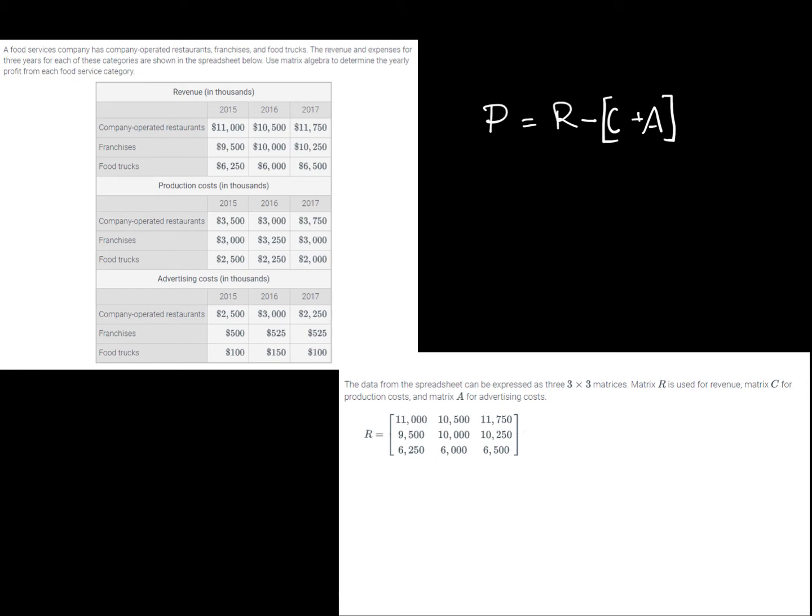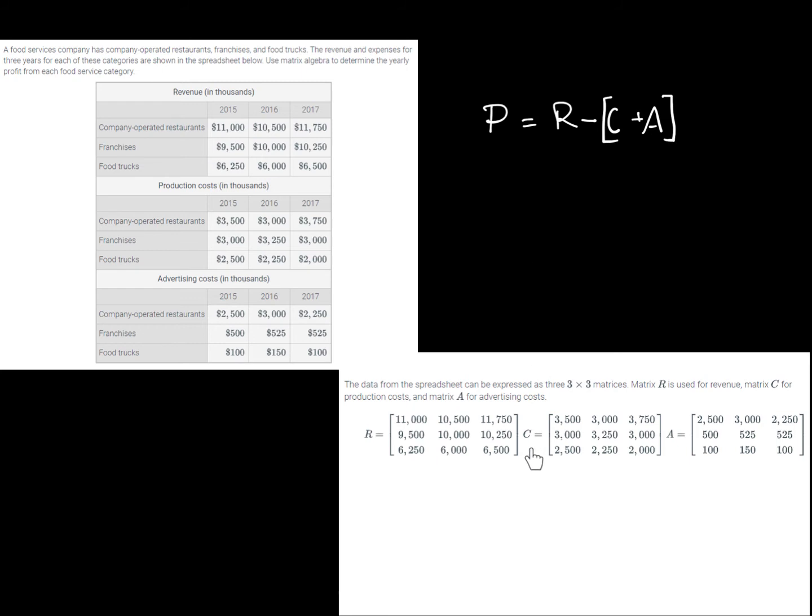And then I'll do the same thing for the production costs. That's going to be my matrix C, and you can see that here I have 3,500, 3,000, and 2,500. That's the first column. The second column in my production costs spreadsheet corresponds to the second column in my matrix, and so on. And lastly, I'll do the same for my advertising costs. So there's my third matrix. This piece of the spreadsheet corresponds with this matrix, A for advertising. I think I would have called this P. Well, no, P is going to stand for profit, isn't it?